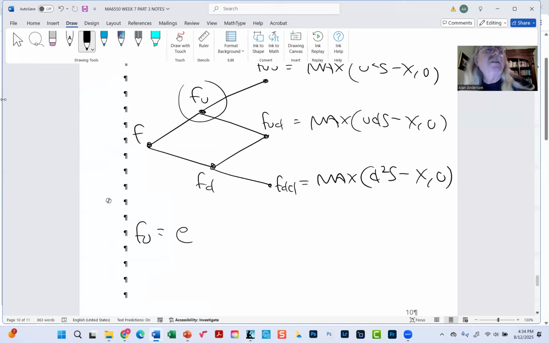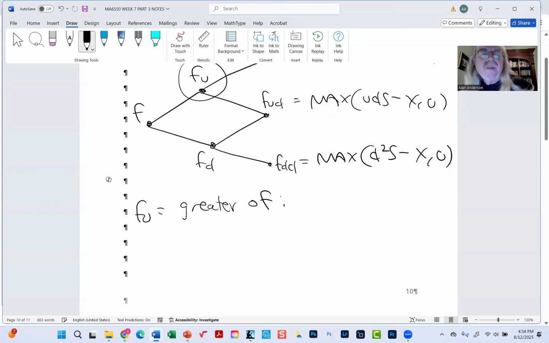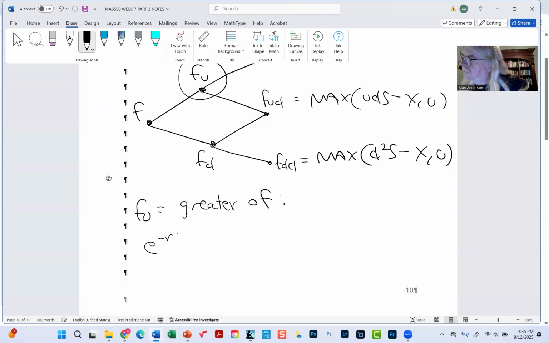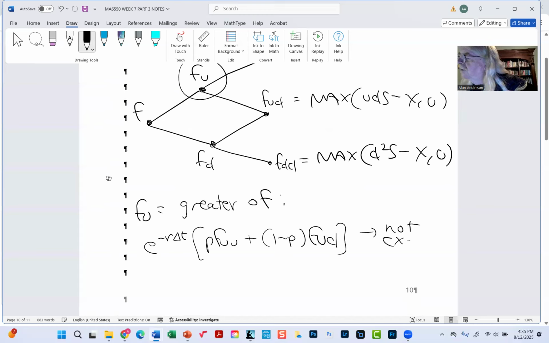I think the best way to express this is to show the two values: one if exercised early and one if not exercised early. So it's the greater of... no, this is what it would be worth as a European option, meaning even if it's an American style option, if we do not exercise early, this is its value.